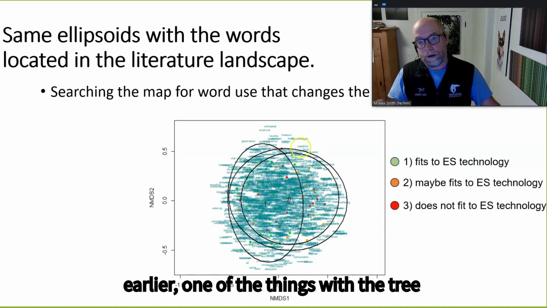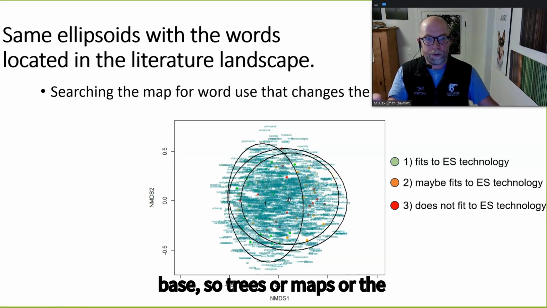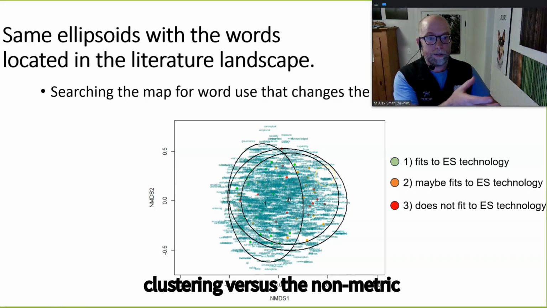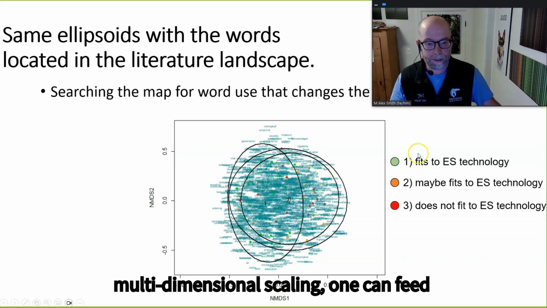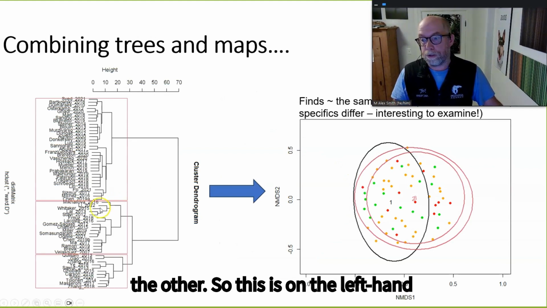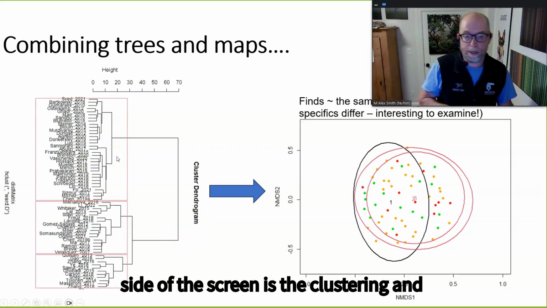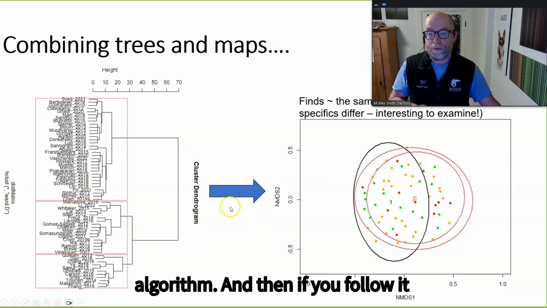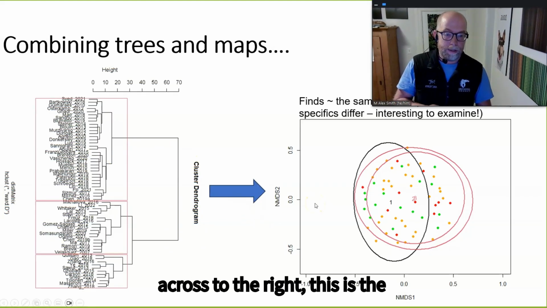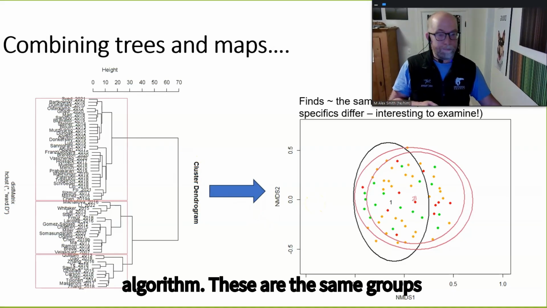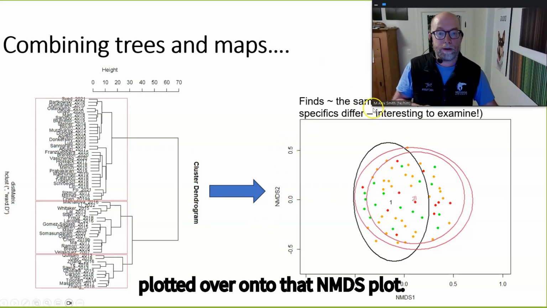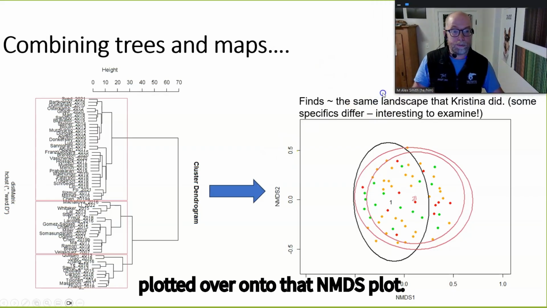And I mentioned earlier, one of the things with the tree-based approach, so trees or maps, the clustering versus the non-metric multidimensional scaling, is that one can feed the other. On the left-hand side of the screen is the clustering algorithm, and if you follow it across to the right, these are the same groups plotted over onto that NMDS plot.